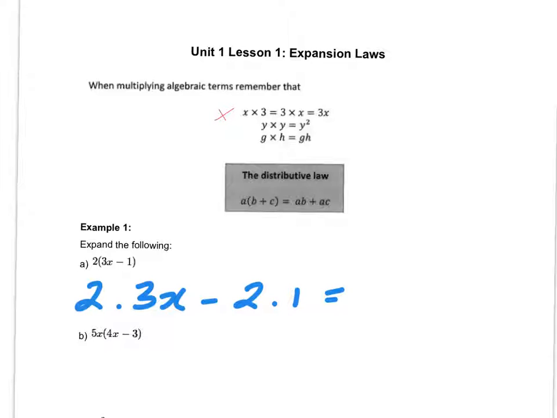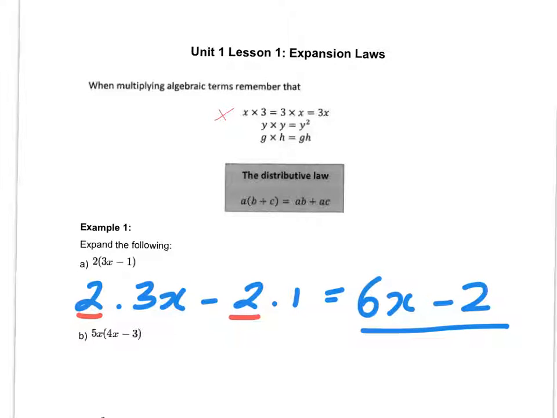So what you're doing is the 2 that's in the front, you're multiplying it by each of the things inside the parentheses. So you can see here, we're multiplying it by the 3x, and then we multiply it by the 1. So 2 times 3x is 6x, and minus 2 times 1 is minus 2. So that's our answer, 6x minus 2.